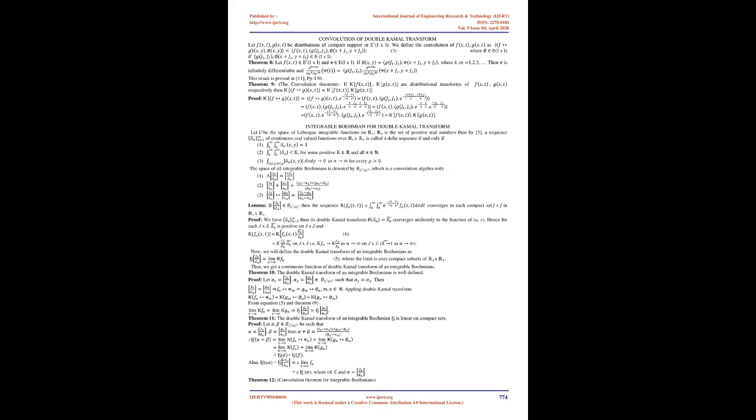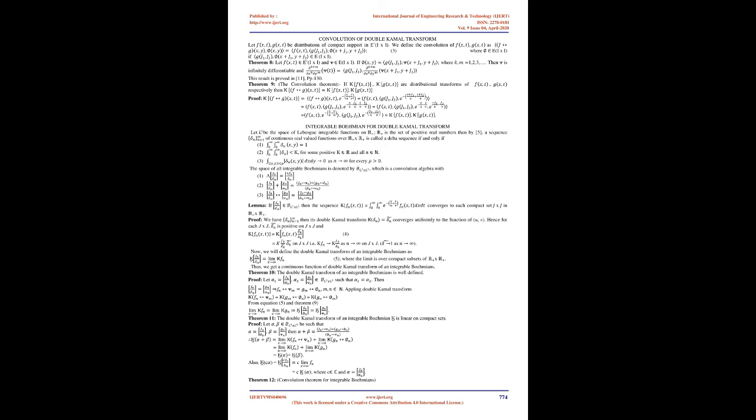Integrable Boehmian for double Kamal transform. Let be the space of Lebesgue integrable functions on, the set of positive real numbers, then by 5, a sequence of continuous real valued functions over X is called a delta sequence if and only if 1, 2, k, for some positive k, and all 3, as, for every. The space of all integrable Boehmians is denoted by, which is a convolution algebra with 1, 2, 3.